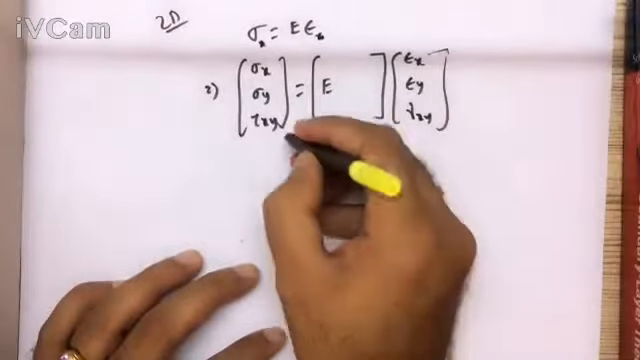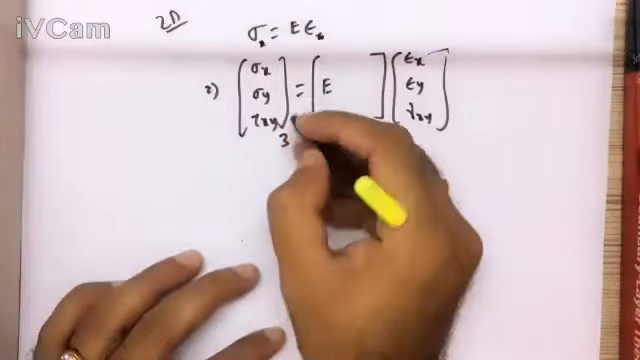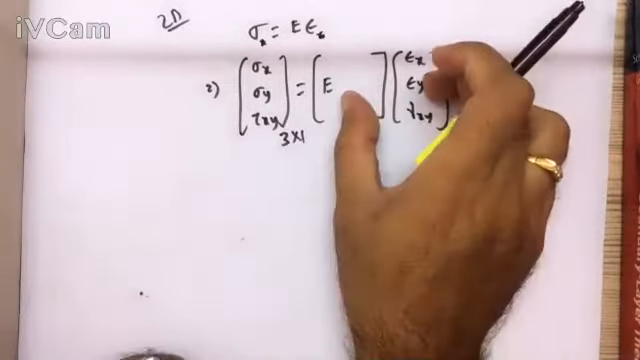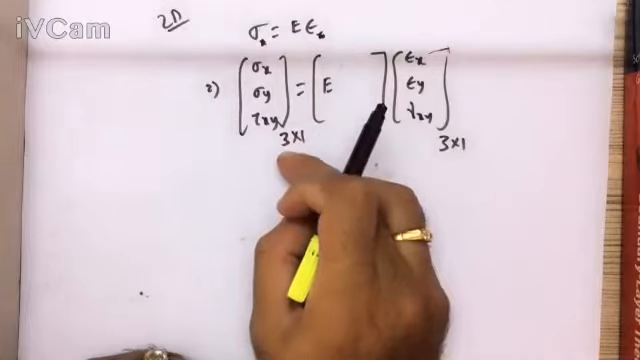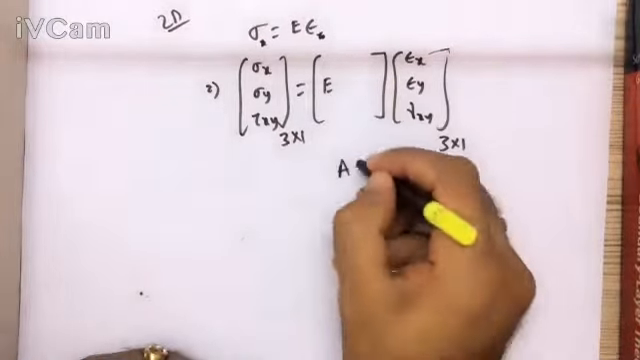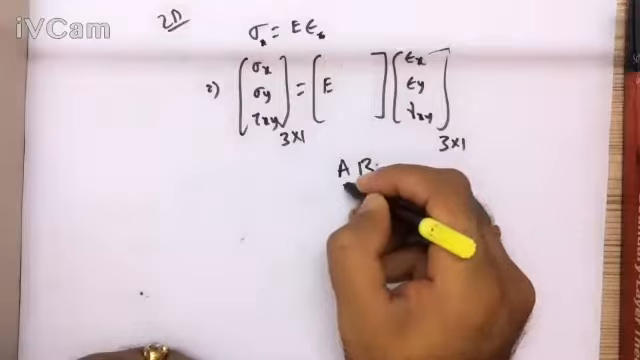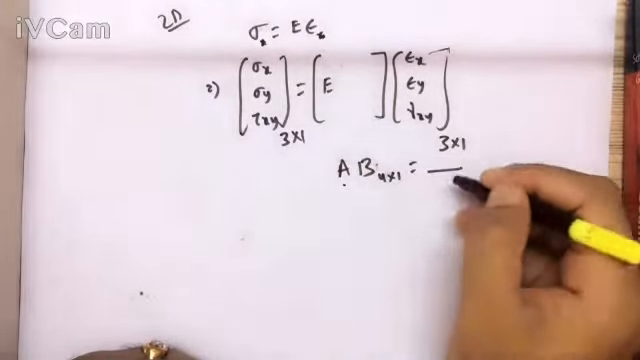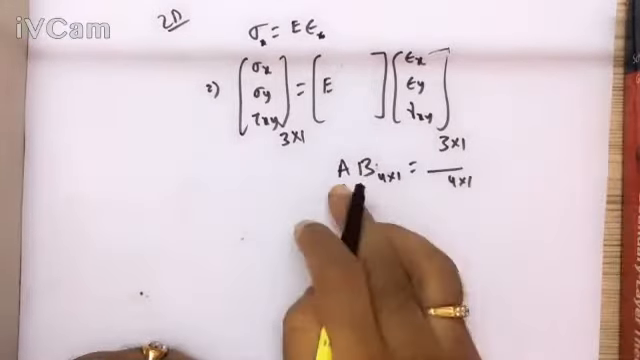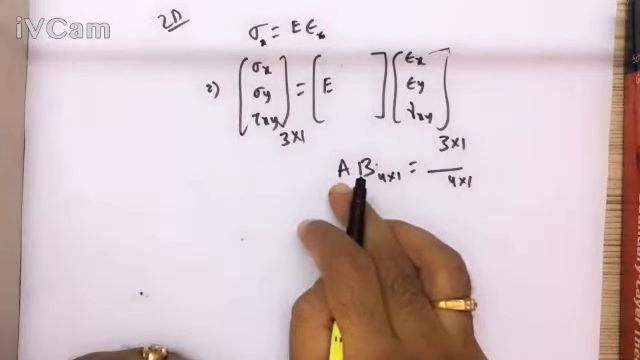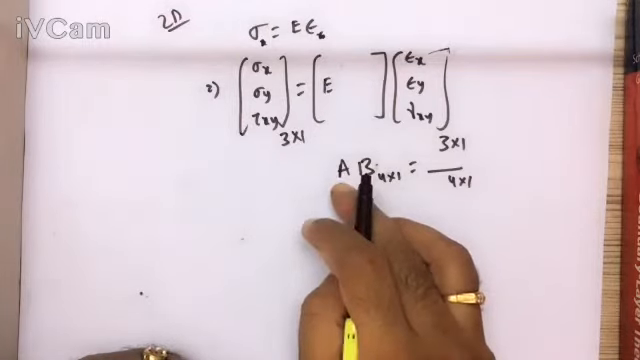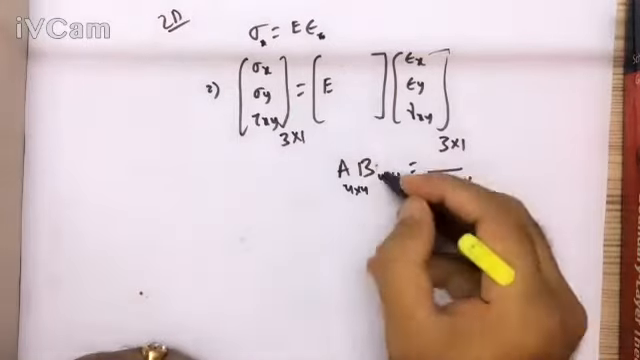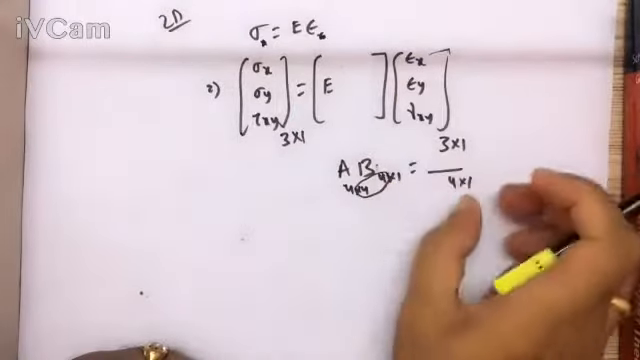What is the order of this matrix? 3 by 1. What is the order of this matrix? 3 by 1. Now, if I multiply these two matrices, I have to get again 3 by 1. If I have a matrix like this, A, B, A is 4 by 1, and I want the resultant to be 4 by 1, then I have to multiply with the corresponding square matrix. Corresponding in the sense, if I take a square matrix of order 4, then I'll get the resultant to be 4 by 1.